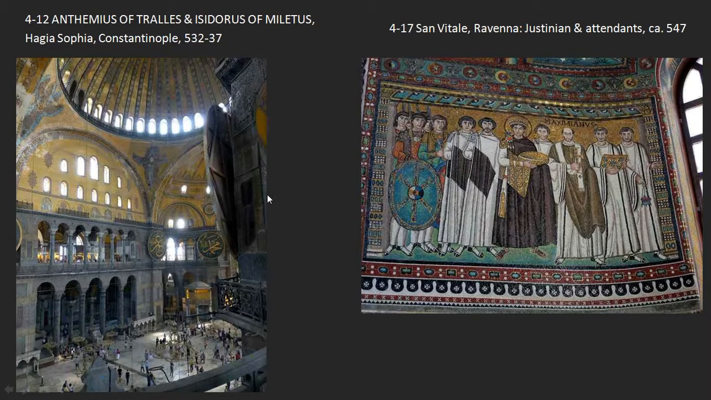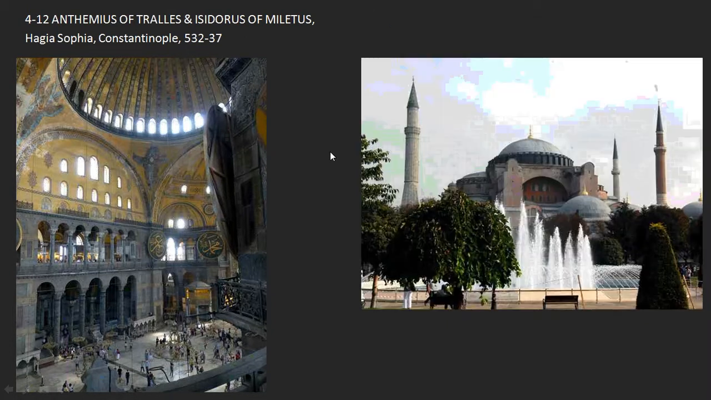And having that be his first building is certainly intended as a message. It's the biggest church anywhere in the world at this point, and remains so for the next 1,000 years. So that certainly is sending a huge message. What's most important for Justinian is to rebuild his empire.